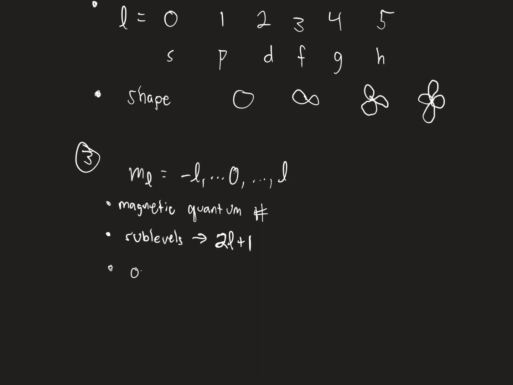Physically, this tells you the orientation of your atom. So I could have a peanut that looks like this, up and down, but my peanut could also be going side to side. This M sub L tells you the orientation of the peanut, the orbit.